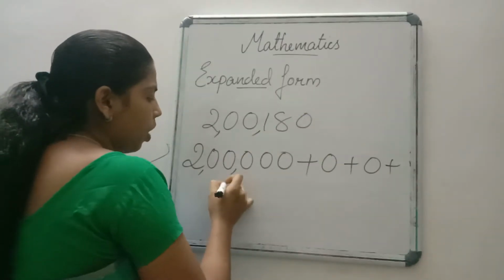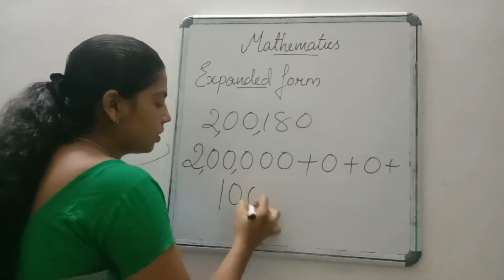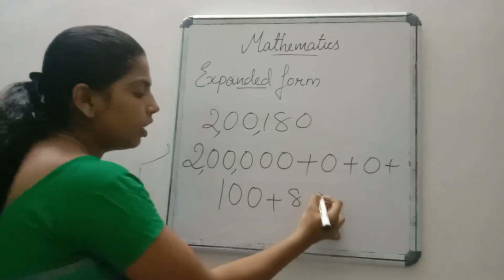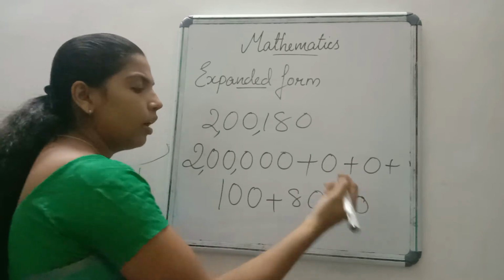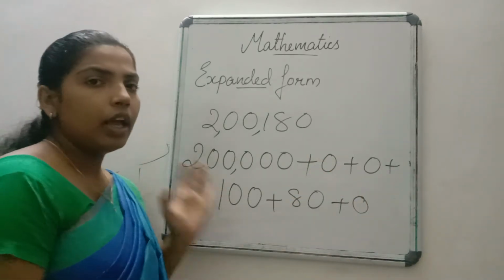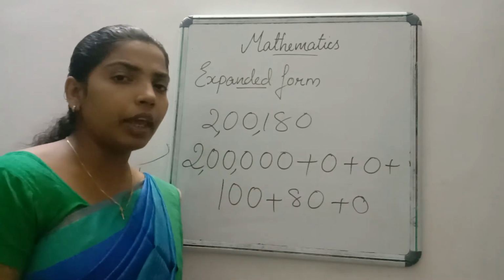Next it is 1. After that how many numbers are there? 2 numbers. So put 2 zeros. Plus 8. After that one number is there. So put 1 zero plus next is 0. If you put that 0 also no problem. If you didn't put also no problem. Okay. Now is it clear how to write a given number in expanded form?